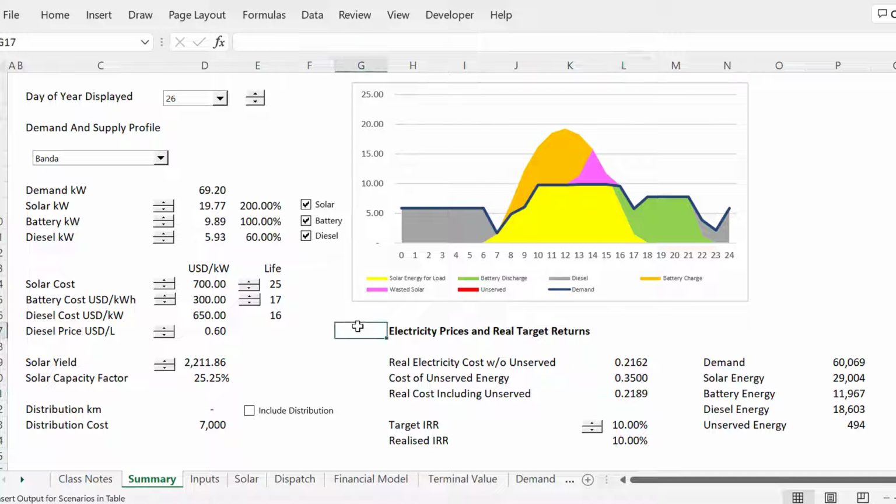Okay, and you can size it. And then ultimately, you can look at what kind of rate of return you're earning. And this is going to be the target real IRR, and we can change our IRR and see what happens to our price. And this is real after inflation. So, and I'm going to show you how to build this.